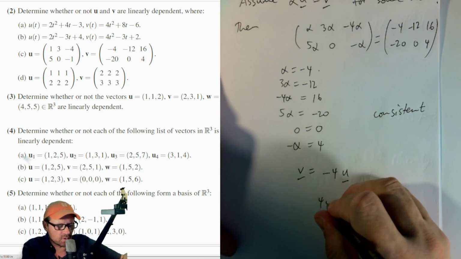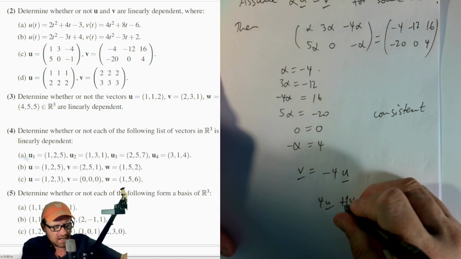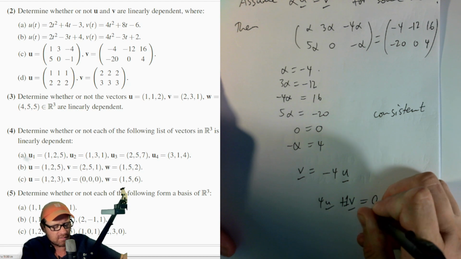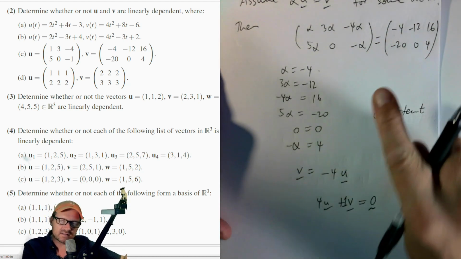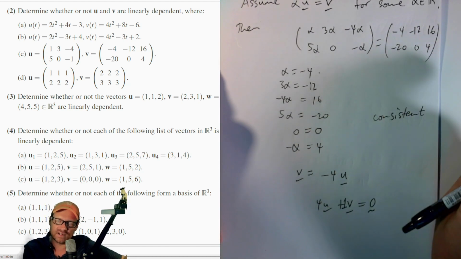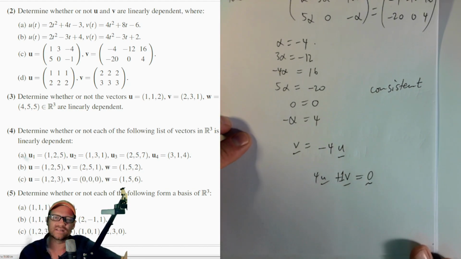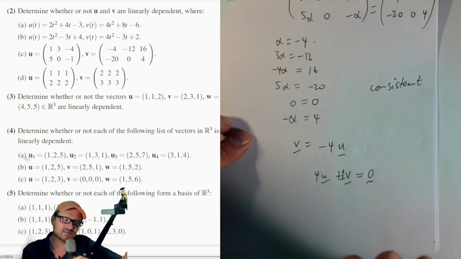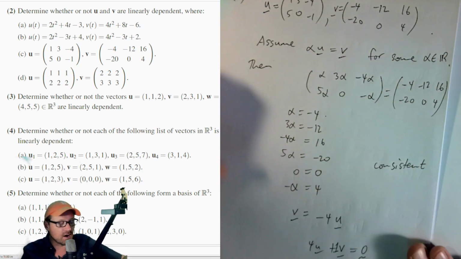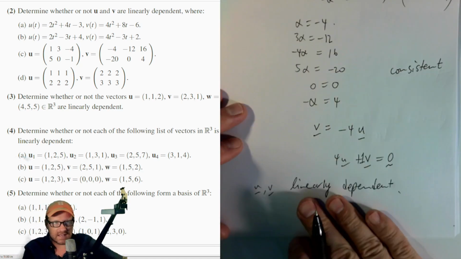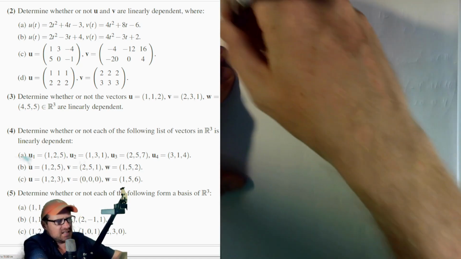We can write this as 4u plus 1 times v is the 0 vector, in this case the matrix consisting of all 0 entries. Since those coefficients are not forced to be all 0, the vectors u and v here are linearly dependent, as I've written there. Okay, 2 part D.